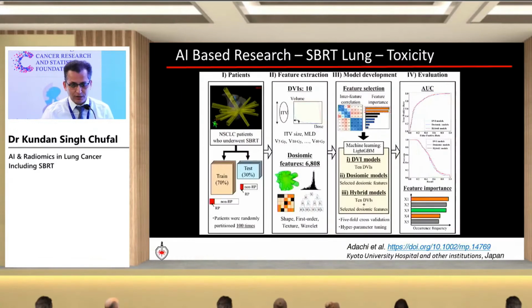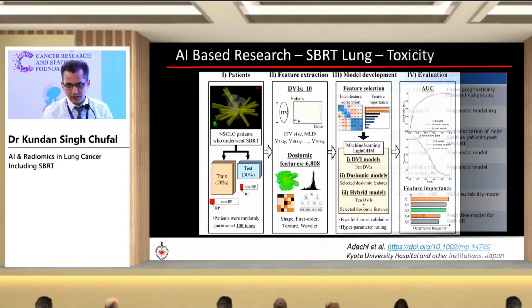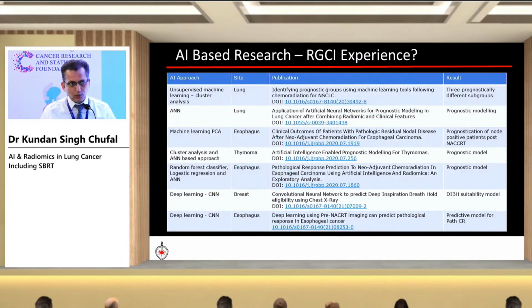So this is again a very interesting study, and this is a newer approach, which is dosiomic rather than radiomic. It was a dosiomic study, where they took the dose profile of the particular patients and extracted features from there, and they tried to predict the radiation pneumonitis part. So, and this is what we have been doing.